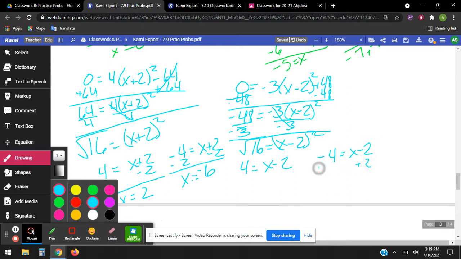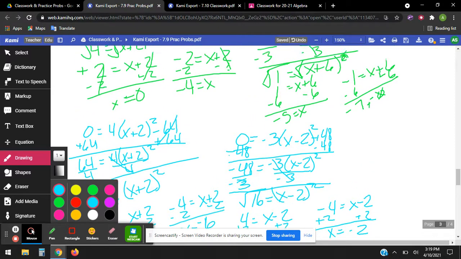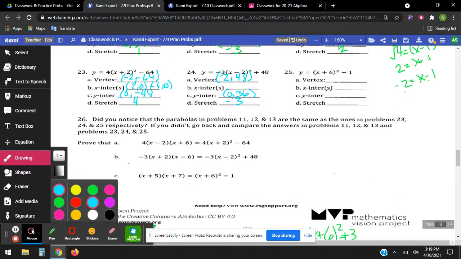So here we're plussing 2. X equals negative 2. Here we plus 2. X equals 6. So this time it's 6 and negative 2. Flip them around. 6 and negative 2. All right, last one.